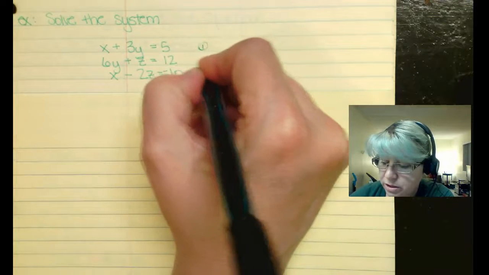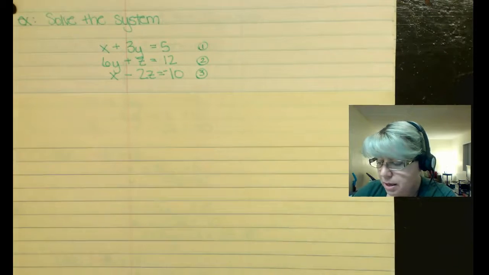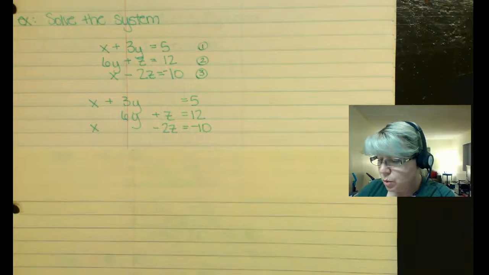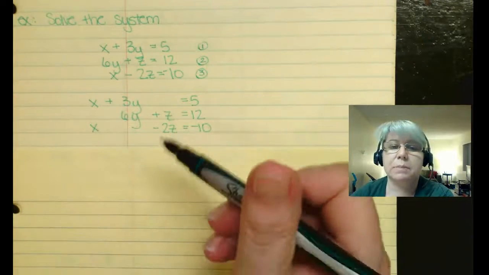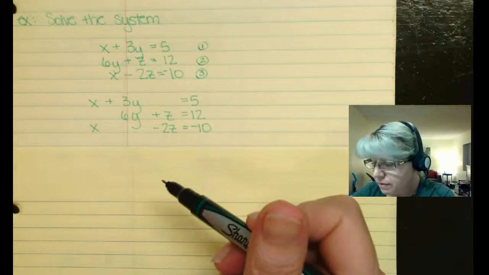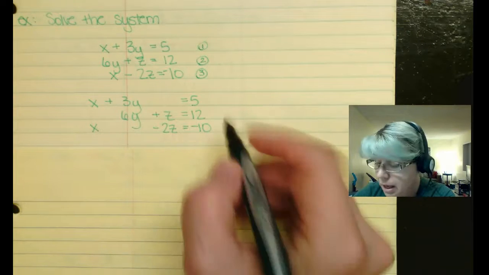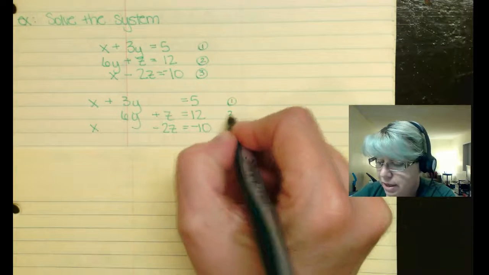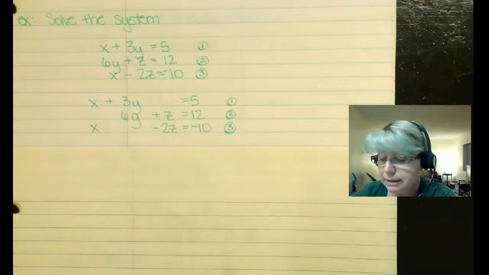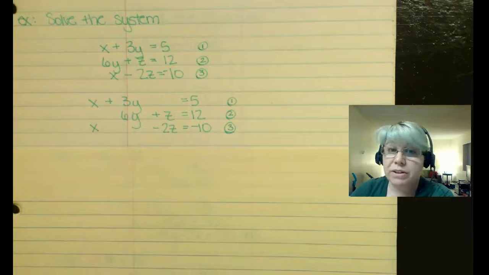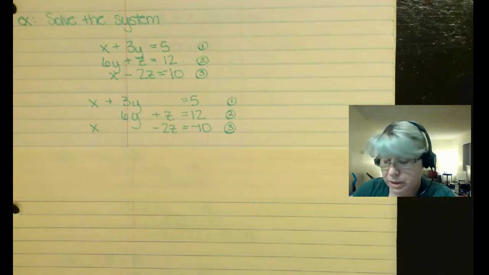I'm still going to number these 1, 2, 3. But I am going to rewrite them just so the x's line up, the y's line up, and the z's line up, so I can figure out what I can combine together to eliminate and get it down to one variable. I still have to get it down to one variable to be able to solve for all three.